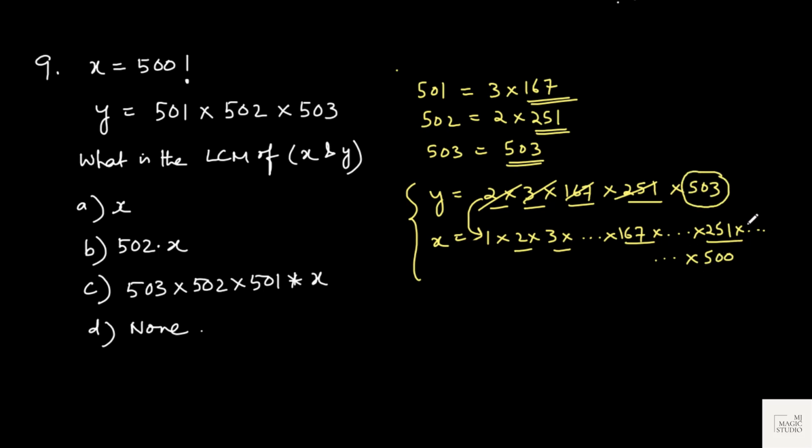Now 503 is not a multiple or part of 500 factorial. Since it is a prime number, none of its factors is there in factorial 500. So LCM of x and y is factorial 500 into 503. That can be written as 503x because x is factorial 500, and 503x is in none of the options A, B, C. Will mark D. None of these is the answer. Actual answer is 503 into x.